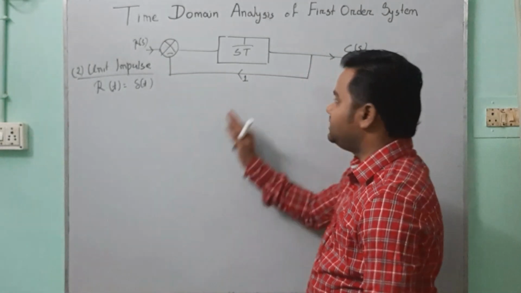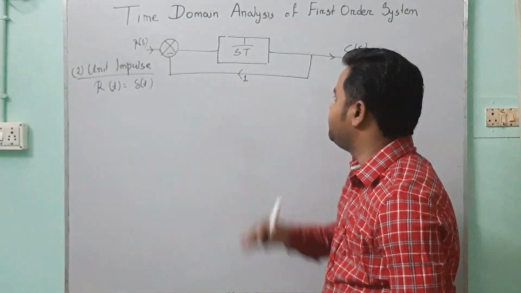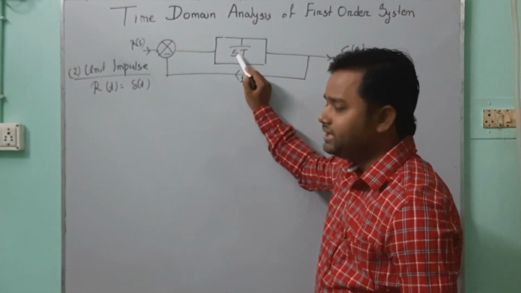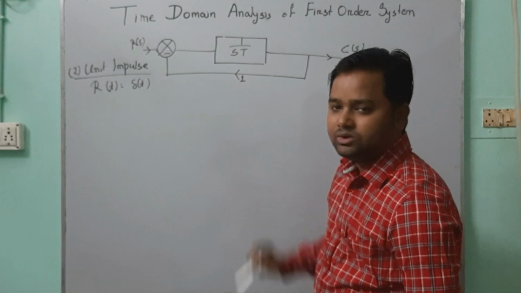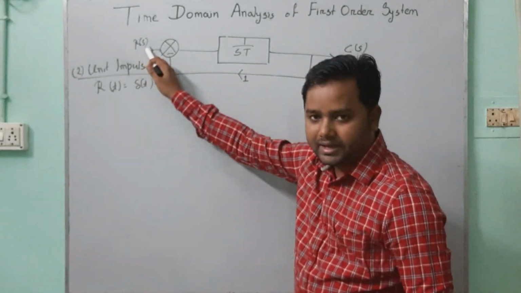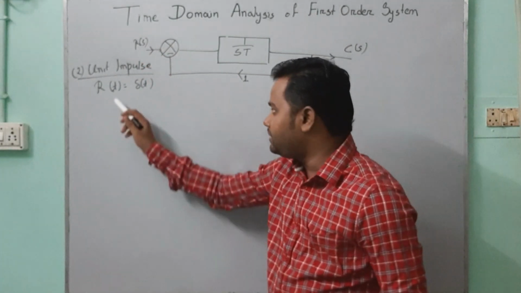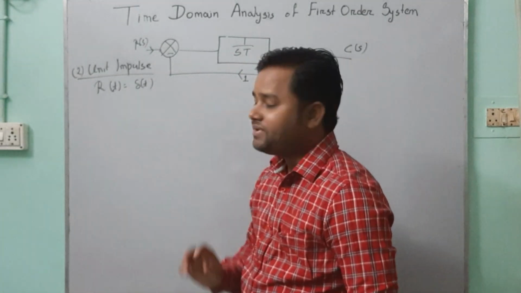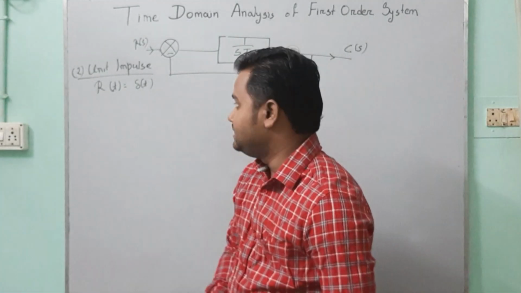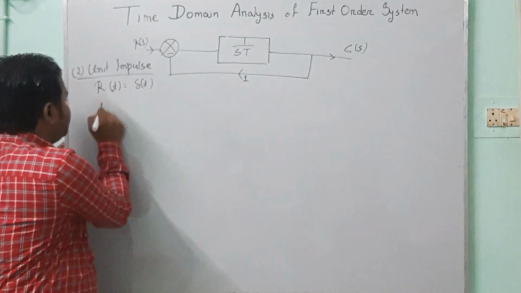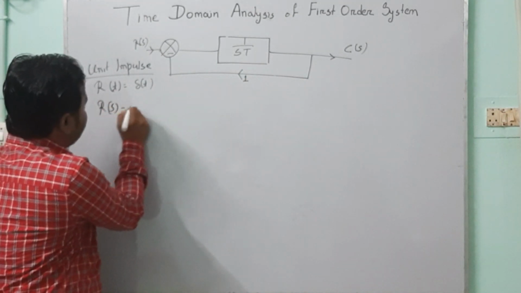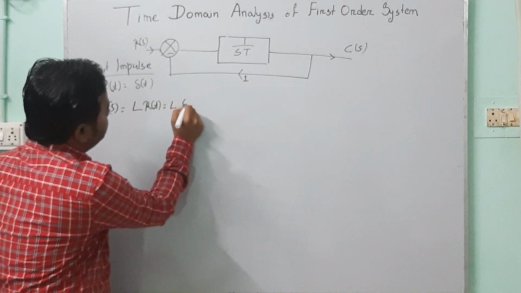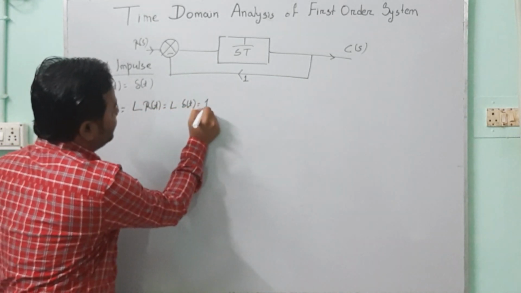We know that this is the transfer model. The forward gain is the first order system, that is 1 by ST. Feedback is 1. The input is R of S, which is R of T, and R of T is equal to delta of T. First we have to find R of S. Now R of S is equal to the Laplace transformation of R of T, which is equal to the Laplace transformation of delta of T, which is equal to 1.